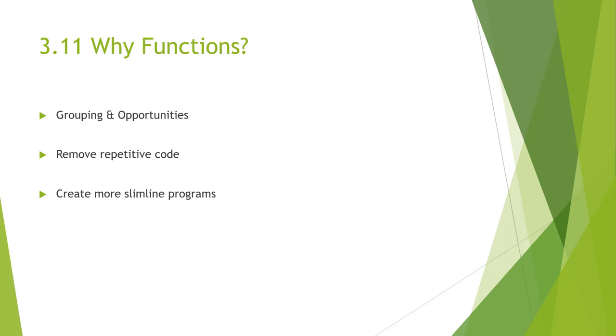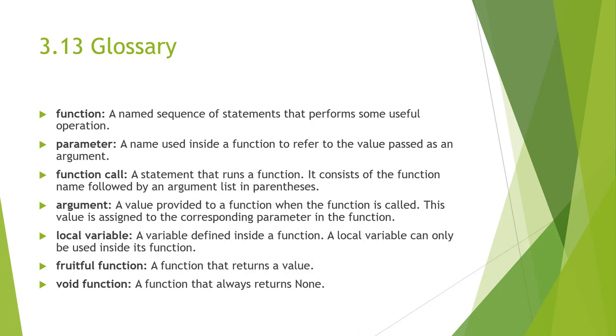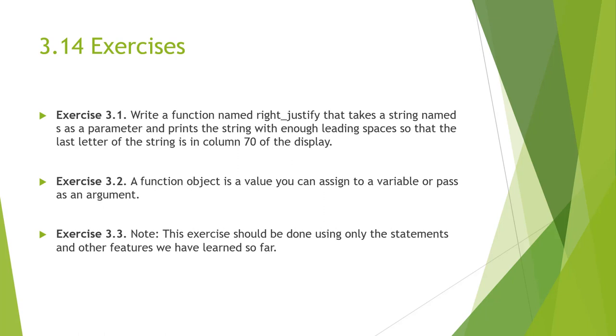Debugging, like anything else, means you have to look through the error messages, define them, figure them out, and fix them. Part of what we have to do with this chapter is explore the function calls, test them, and make sure we understand the output we're getting when we're using invalid functions. We have a lot of glossary terms this week: functions, parameters, function calls, arguments, local variables, fruitful and void functions are some of the big ones. This is not an exclusive list, just some of the common ones.